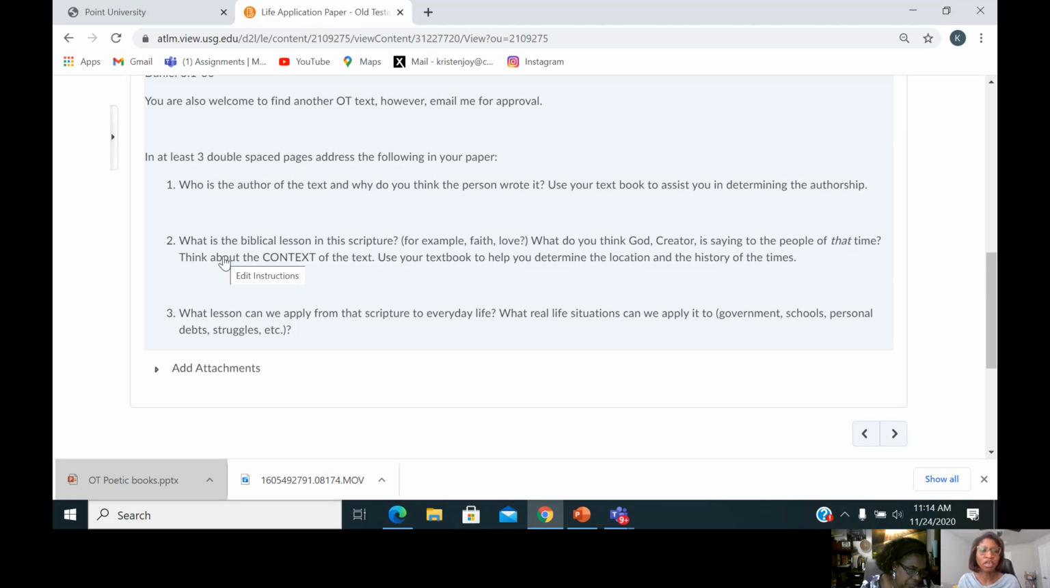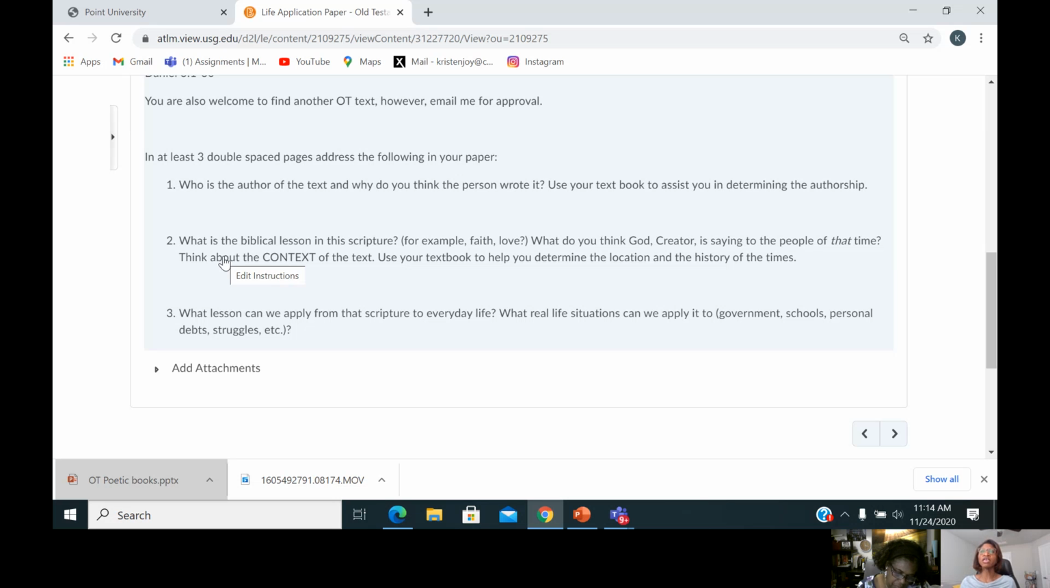The second thing you want to include in your paper is, from the scripture that you study, what is the lesson? What is the biblical lesson? Maybe it's about faith, or maybe it's about love, maybe it's about trusting, maybe it's about learning lessons or something. What do you think God or the Creator God is saying to the people at that particular time?